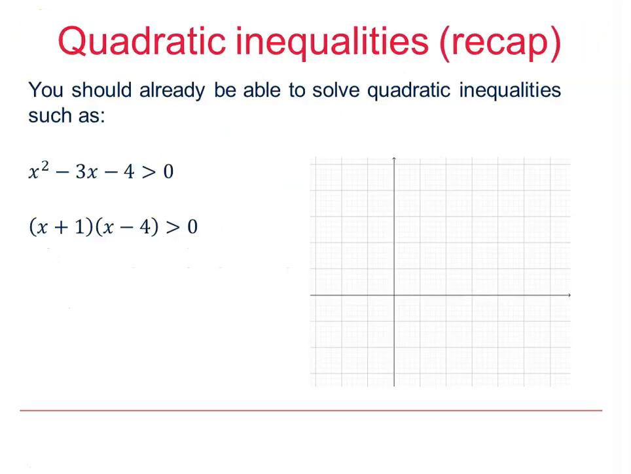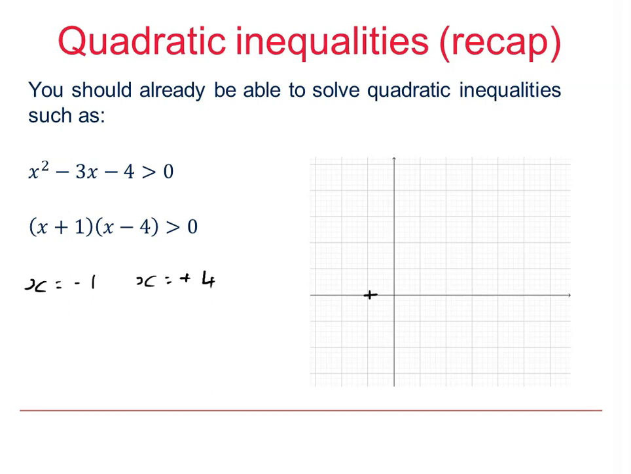Well, you should already be able to solve quadratic inequalities such as this one, x squared minus 3x minus 4 is greater than 0. And we can do this by factorizing and finding what are called the critical values. Now the critical values here would be at x is equal to -1 and x is equal to +4. So these are the values for which the function f of x is going to turn from positive to negative or vice versa. So we can mark those on a graph.